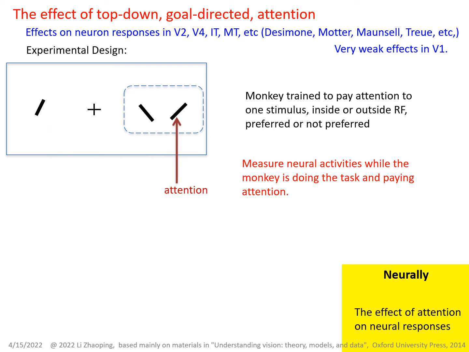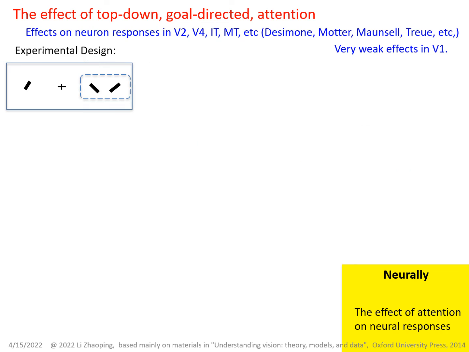However, directing attention to one of the two items inside the receptive field makes the neuron respond as if the other item is absent. These neural response changes are not caused by any change in the retinal input, because in all situations, the monkey has to keep its gaze fixated on the central cross. So the neural response change is caused by a change in where the monkey pays attention.